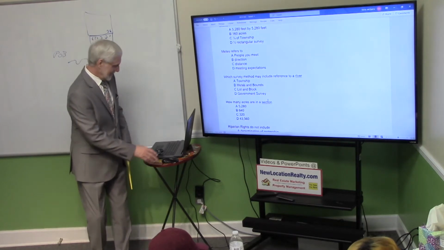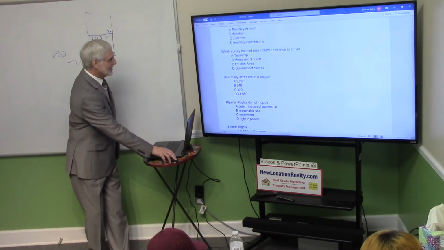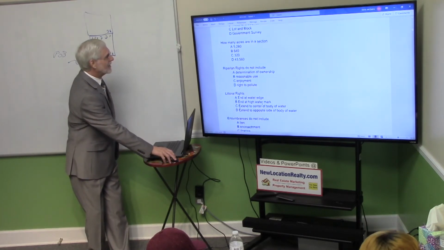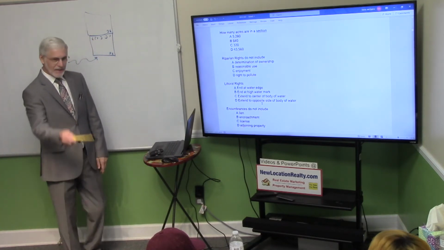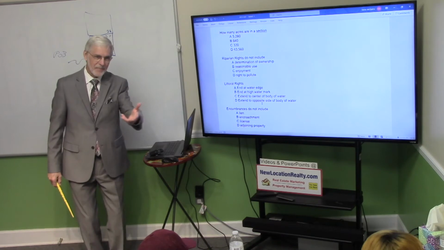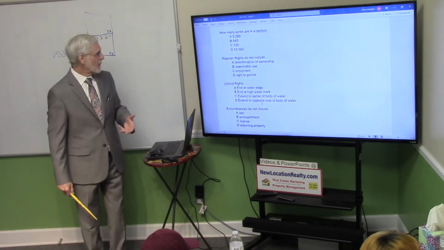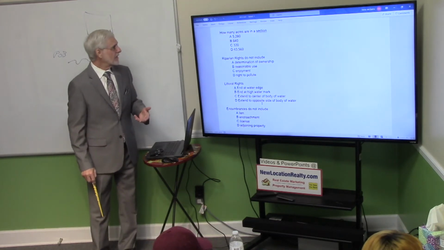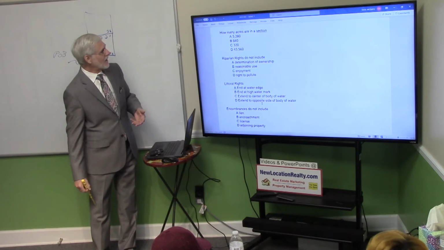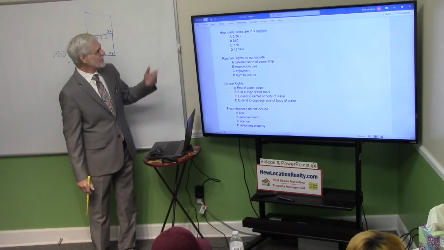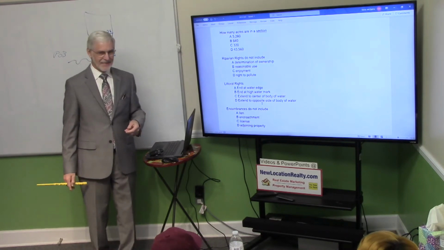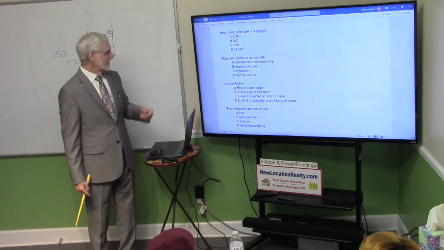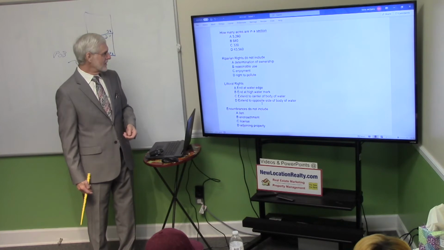How many acres are in a section? 640. You jumped out at it that time. Everything was spelled right: acres, section. You did real good. It does not include the right to pollute, because it's related to water rights.